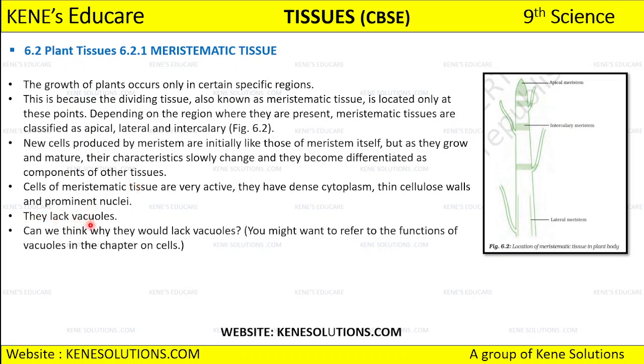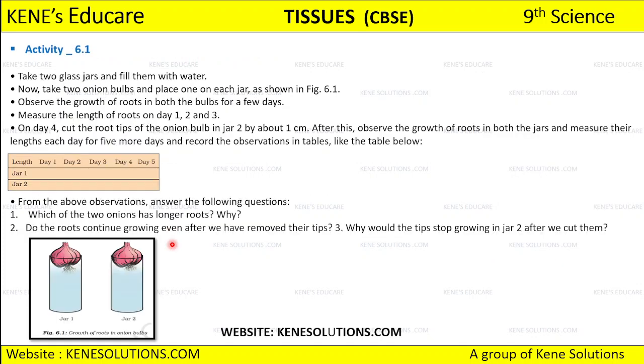Now you know what vacuole is. We have studied that vacuole is a component of the cell, right? So this meristematic tissue lacks vacuoles, and can we think why they lack vacuoles? What will be the reason that these meristematic cells lack vacuoles? So for that we can refer to the function of vacuoles in the chapter, that is the 5th lesson, fundamental unit of life. There we have discussed that the cell is the structural and functional unit of life, right? Now this meristematic tissue lacks vacuoles.